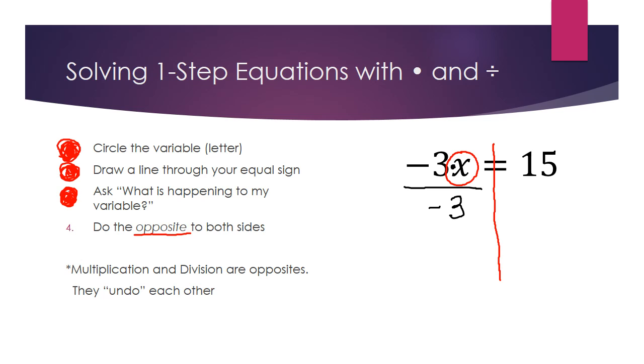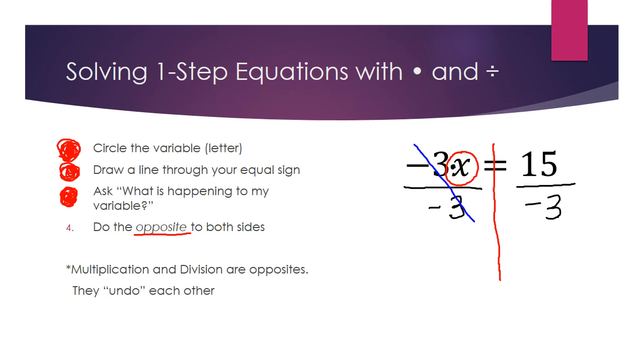But if you look at this, my equation's unbalanced. So I can't just divide by -3 on one side unless I do it on the other side as well. I have to divide both sides by -3. Since multiplication and division undo each other, when I have a -3 being multiplied and then divided on the same side, they're going to cancel out.